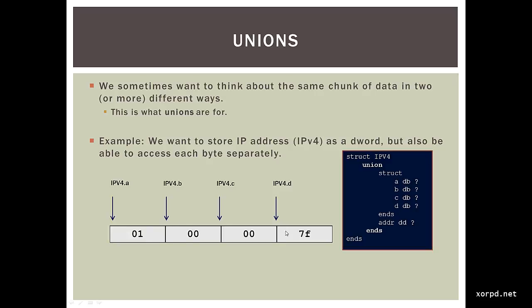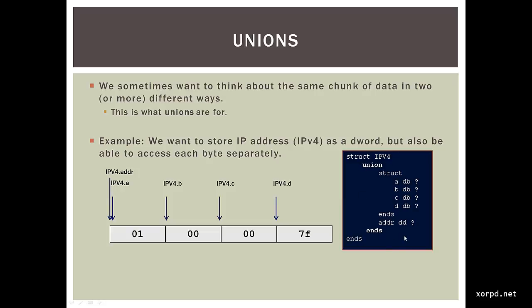For example, this could be an IP address in memory, and we want to be able to access each byte separately, but we also want to be able to access the whole DWORD as one DWORD. If we want to define this kind of structure, it is going to be like this. Struct IPv4, and we have the ENDS directive in the end, and inside of it we use the union directive.